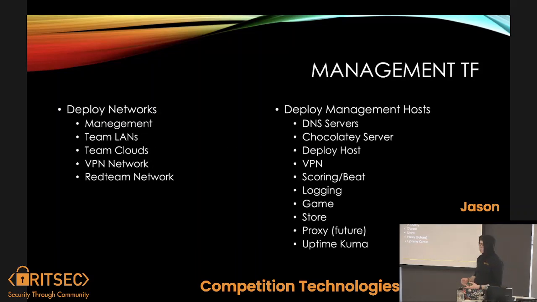Okay. Management Terraform. So here we deploy our networks. These are all the networks that we deploy. We have stuff like the team LANs, the team clouds. We have a management network that all of our management servers sit in. We also have a VPN network and a red team network. Those are kind of the same. There's a list of all the services that we deploy in the management project. We have our DNS servers, a Chocolatey server, our deploy host, VPN, our scoring servers, a logging server, a game, an uptime monitor for management services, and all this cool stuff.